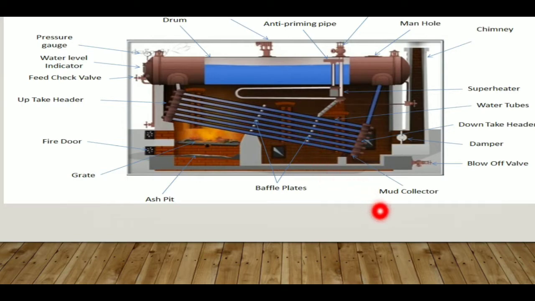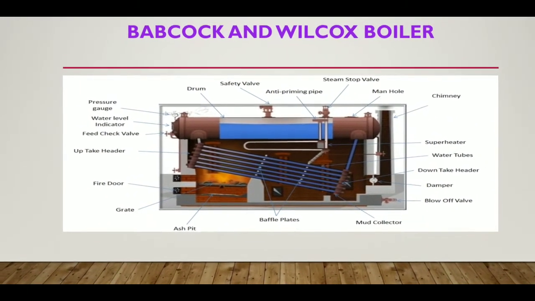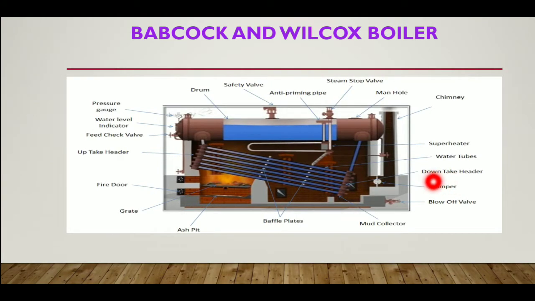This is the mud collector. It is used to collect the debris and mud from the water. This is the blow off valve. This is the damper. Now this is the downtake header by which the water is supplied to the water tube from the boiler drum. These are the water tubes, inclined water tubes.